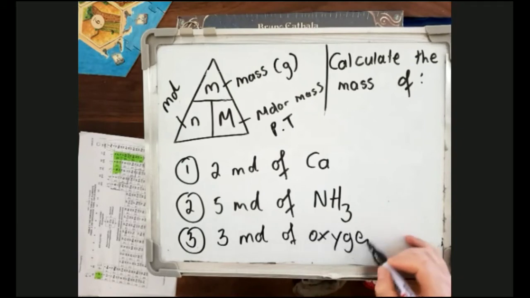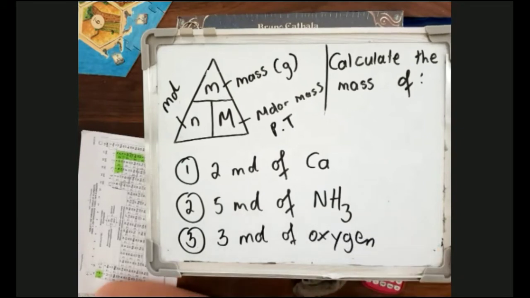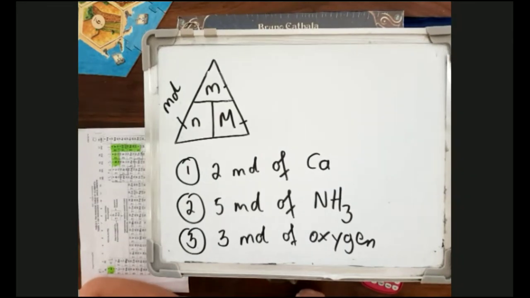Okay, you guys can try those 3. You're working out the mass, little m, of 2 moles of calcium, 5 moles of NH3, and 3 moles of oxygen. To start these, the question is to calculate the mass if you have the following number of moles. So this is your second mole triangle.